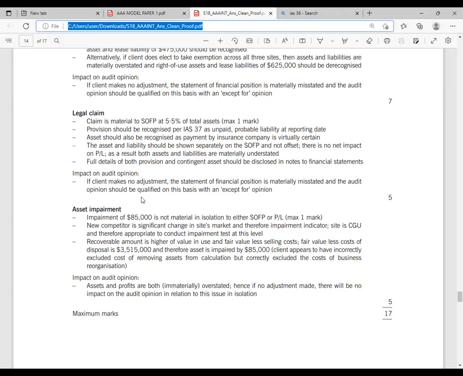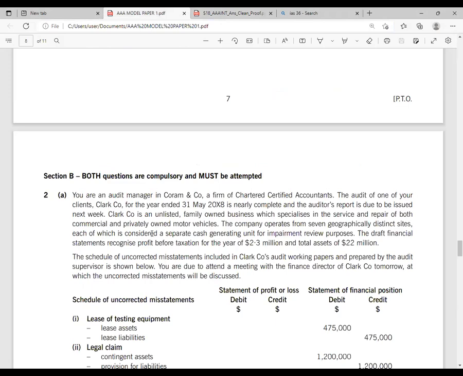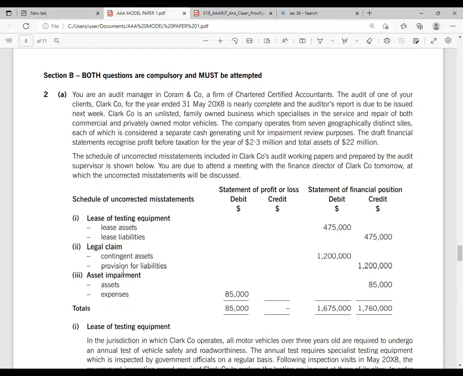Impact on audit opinion. If the client makes no adjustment, the statement of financial position is materially misstated, and the audit opinion should be qualified on this basis with an except for opinion. And then we have another one, which happens to be talking about asset impairment.